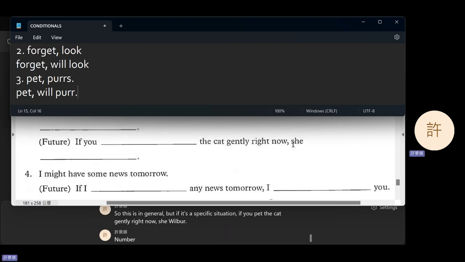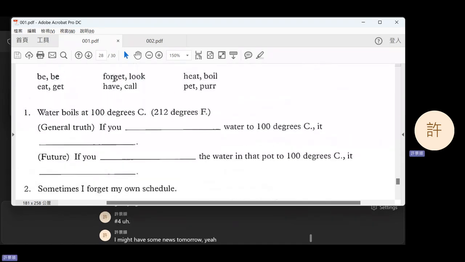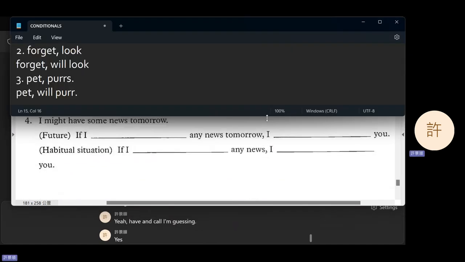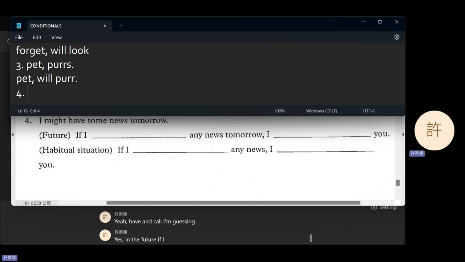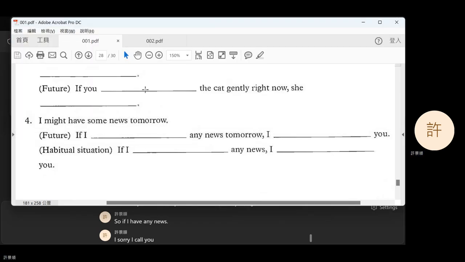Number four, I might have some news tomorrow. Have and call, I'm guessing. Yes. In the future, if I have any news tomorrow, I will call you. But if it's just a habit, anytime I have news, I call you, right? So if I have any news, I call you. In general, any kind of situation.